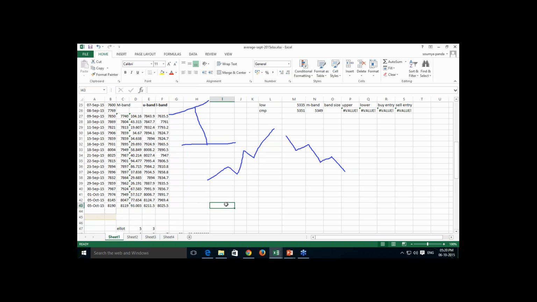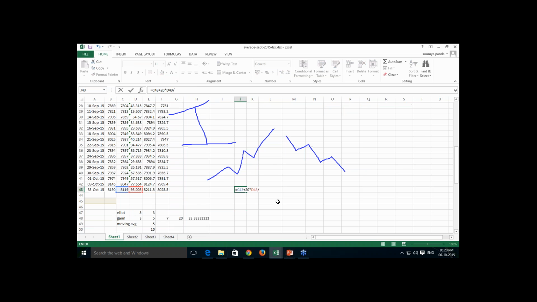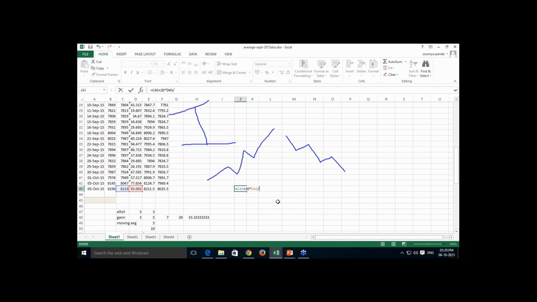So how should I enter a trade here? Many other processes you can also implement here. 8119, which is your middle band, added with 20% of your price range, or your standard envelope, divided by 100. If I add this, the 8137 price point works as a buy entry point for me.